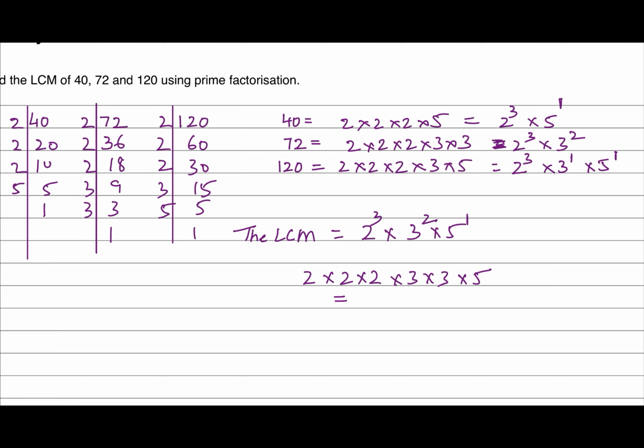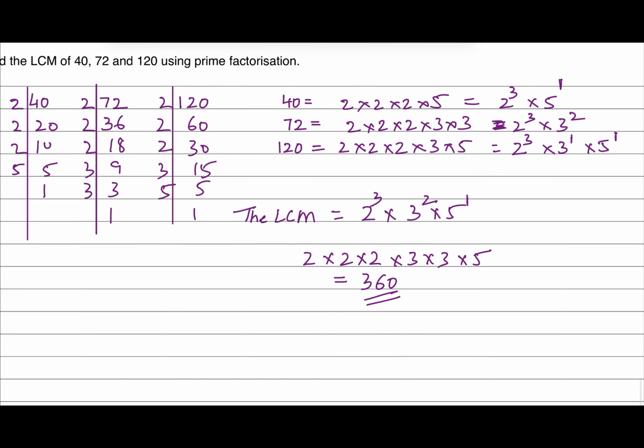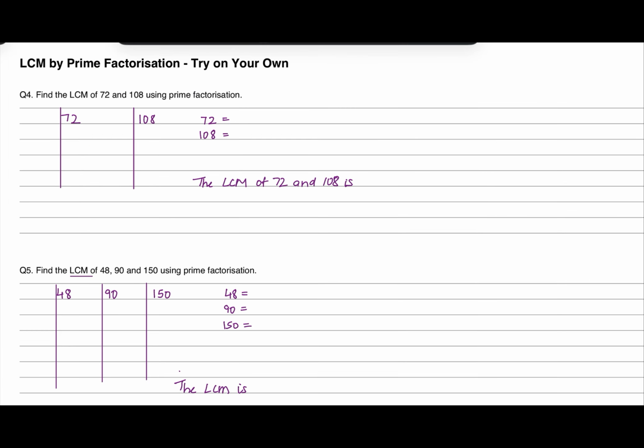Let us multiply. 2 2s are 4, 4 2s are 8, 8 5s are 40, 40 3s are 120, 120 3s are 360. I just take the numbers which I find very comfortable to multiply. If you find it difficult, please don't make silly mistakes. Now you have to try 2 on your own. I hope you're ready. This is it. Start.